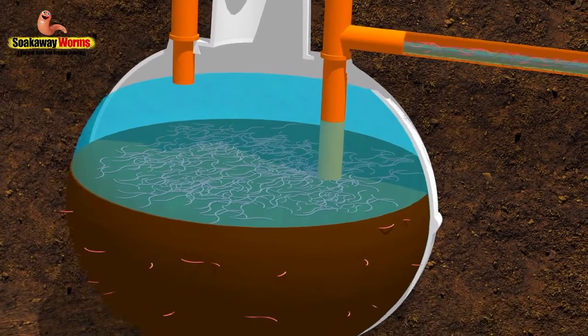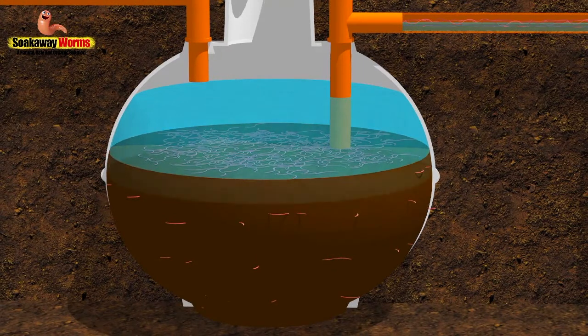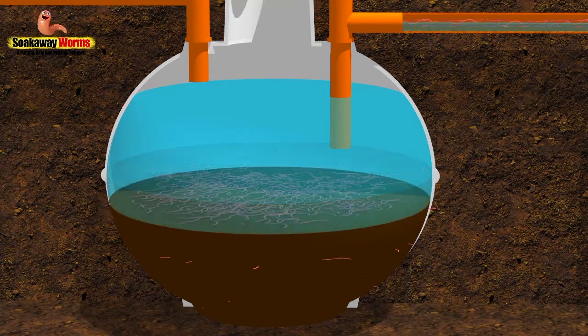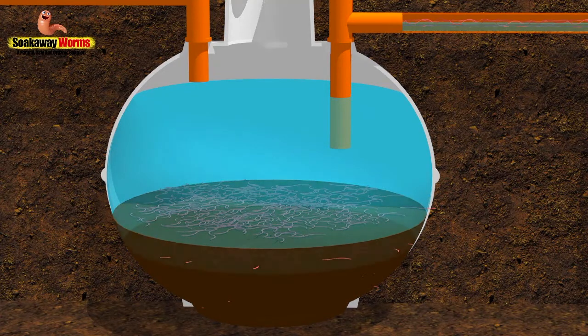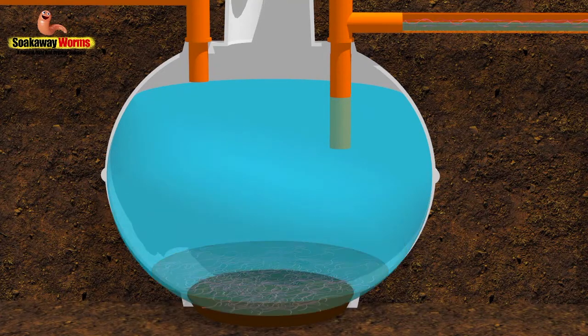Soakaway worms will also save you hundreds of pounds in septic tank emptying costs. Because they eat all the fat and the grease and the sludge in the septic tank, you never need to get it emptied again because there's no sludge left to suck out.